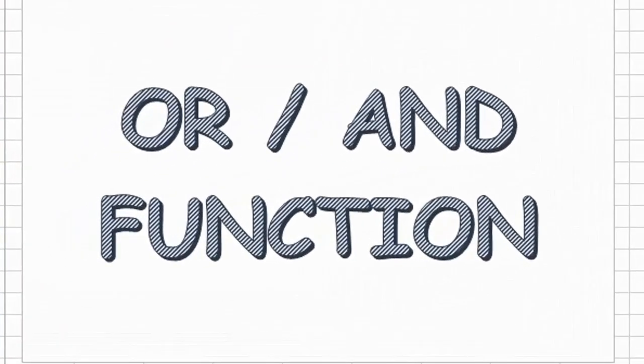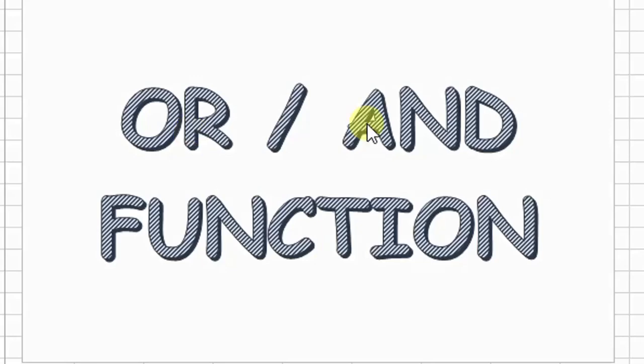In this video, we are going to look at the OR and AND functions in Excel. Now, when you compare two things with OR, you get a false result when the two comparisons are false, but you get a true result when the two comparisons are true, or when at least one of the comparisons is true.